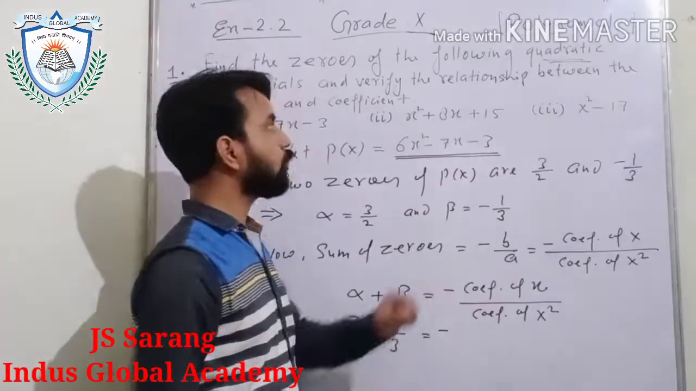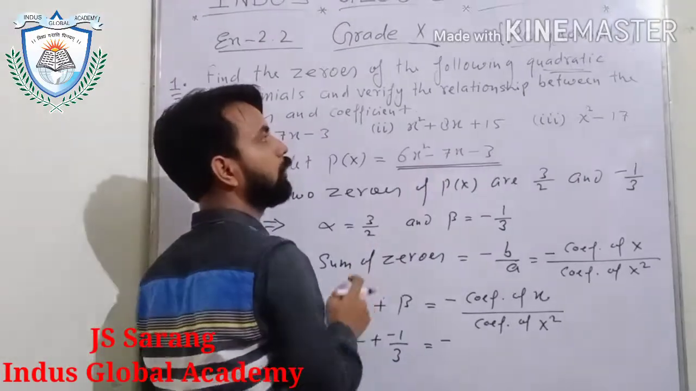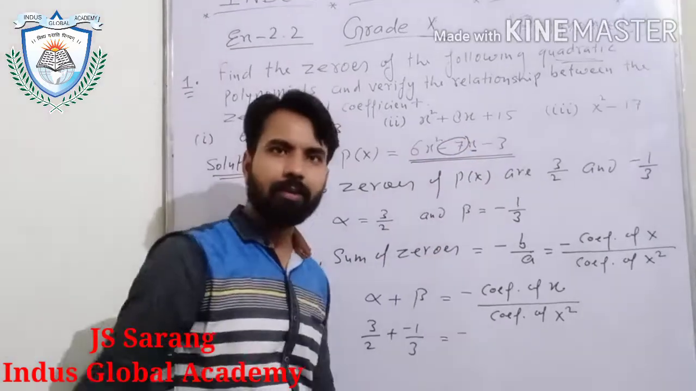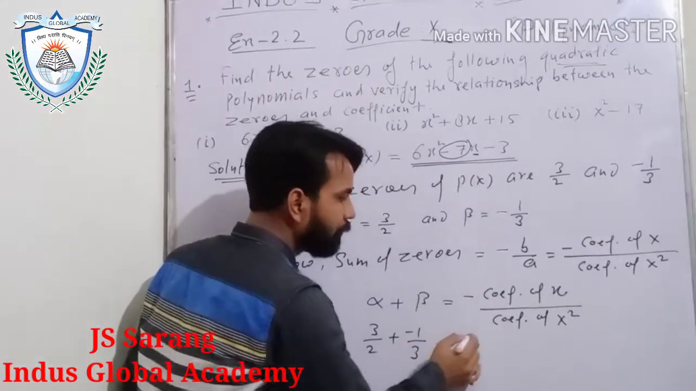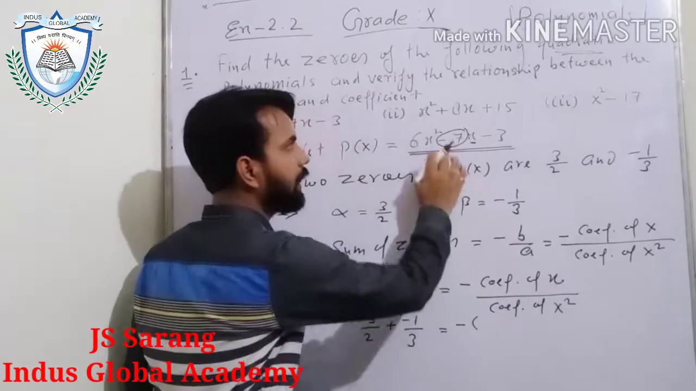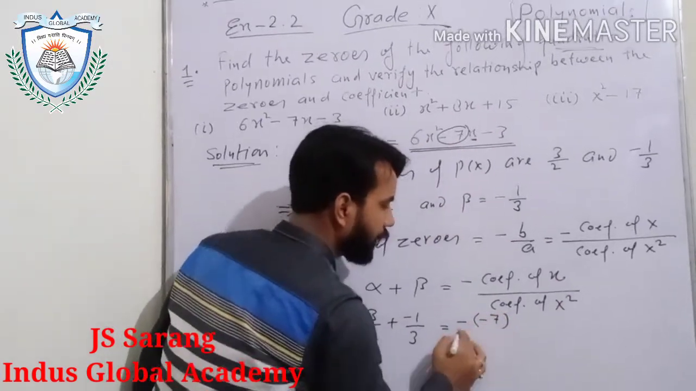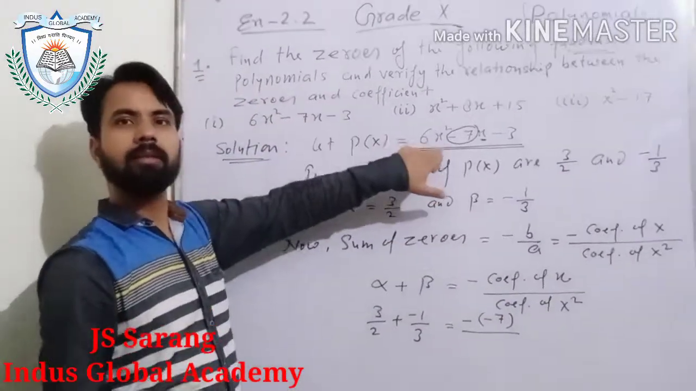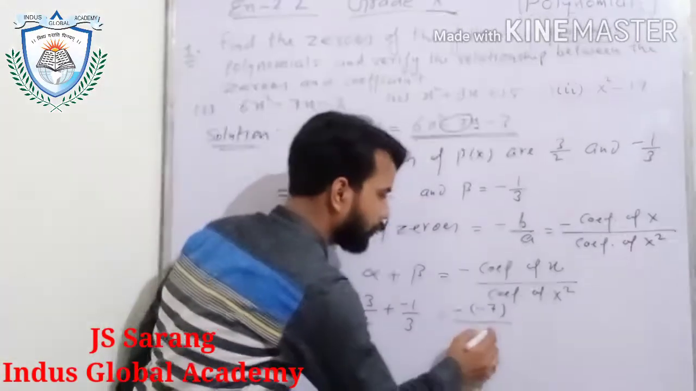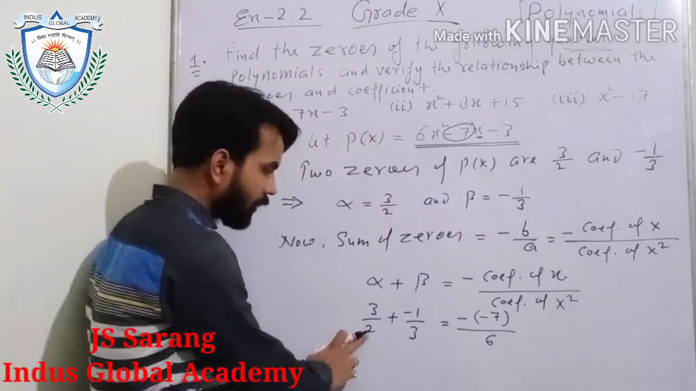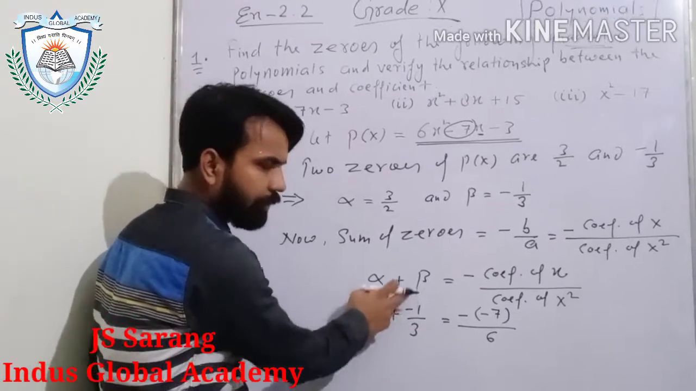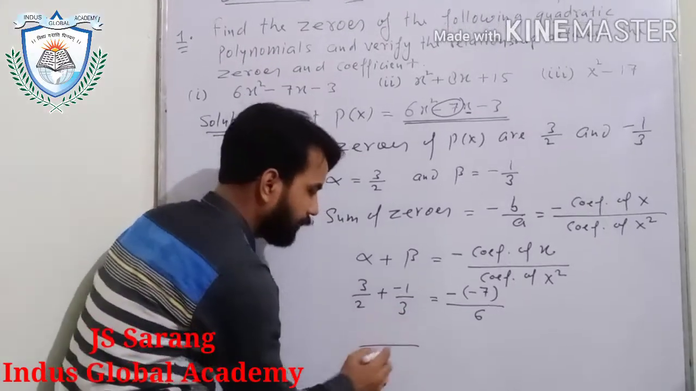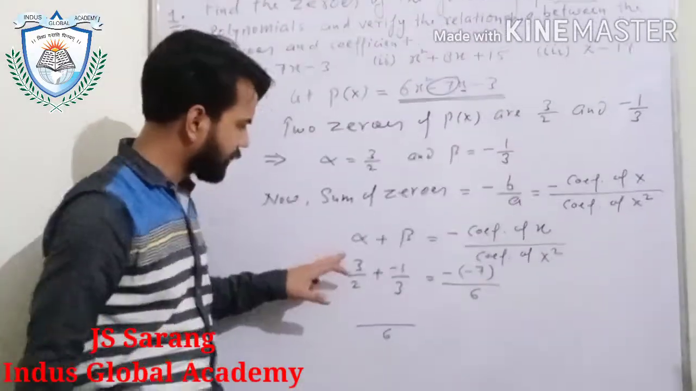So here the coefficient of x. What is the coefficient of x in the given polynomial? Here is the term 7x, so its coefficient will be minus 7. So the minus is in the formula, and in place of the coefficient of x we can substitute minus 7 upon the coefficient of x square. What is the coefficient of x square here? That is 6. So we will put 6 here. Now 3 by 2 plus minus 1 by 3. We will take the LCM. So what is the LCM of 2 and 3? It will be 6.